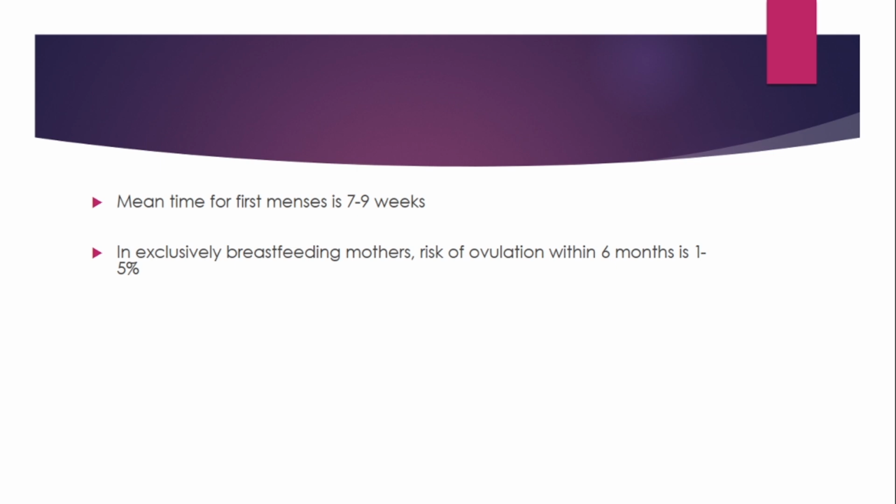So, as I mentioned, the mean time for the first menses is 7 to 9 weeks, and in exclusively breastfeeding mothers, risk of ovulation within 6 months is 1 to 5%.